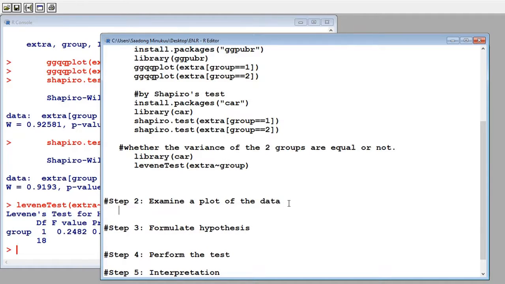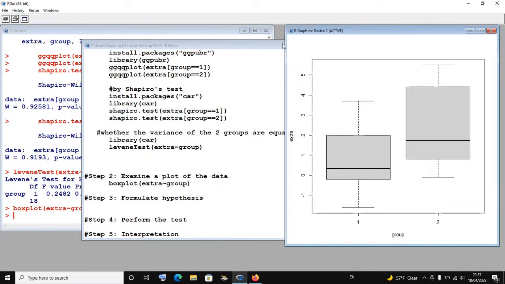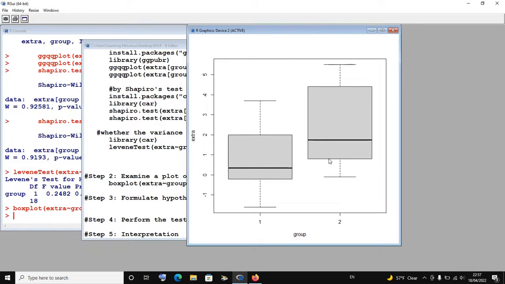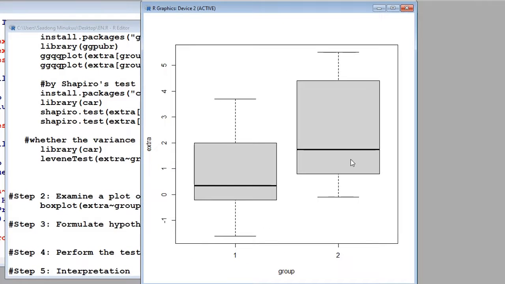To explore our data using a box plot is very simple. We simply say boxplot into brackets, then we use extra, which is the extra hours of sleep, separated by group. When we do this, we'll draw the box plot for each of the groups on the same plot. Now looking at group 1 and 2, what can we see? Looking at our box plot, we can see clearly that the median for group 2 is above that of group 1.